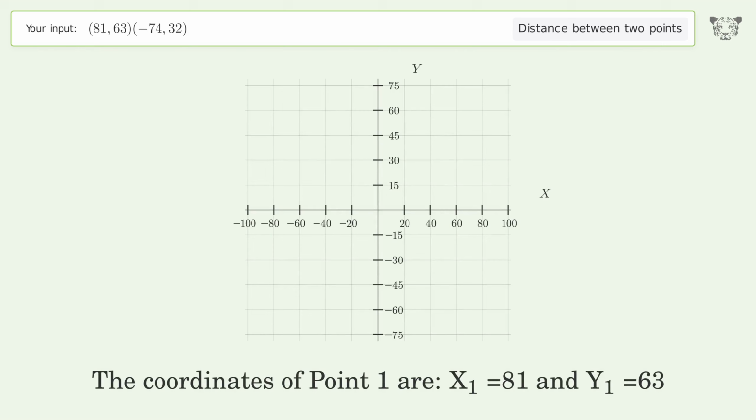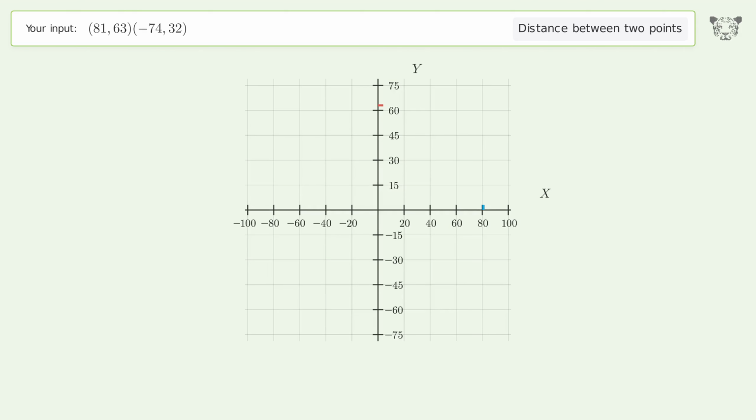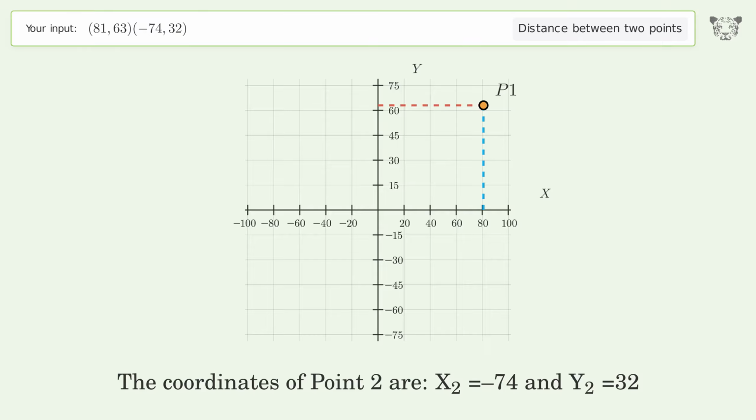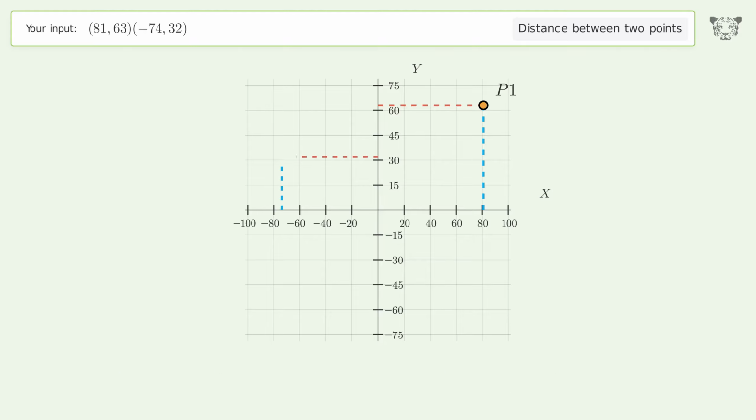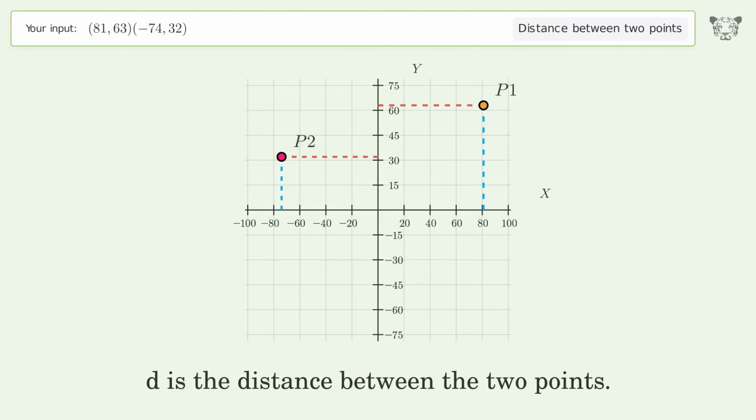The coordinates of point 1 are x1 equals 81 and y1 equals 63. The coordinates of point 2 are x2 equals negative 74 and y2 equals 32. D is the distance between the 2 points.